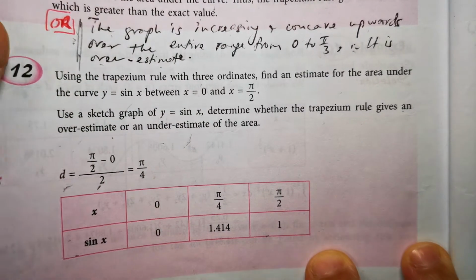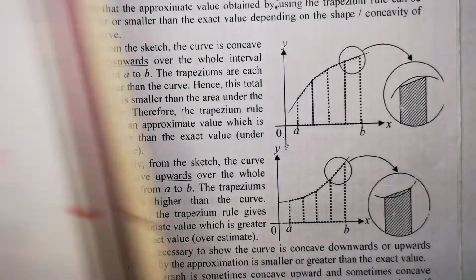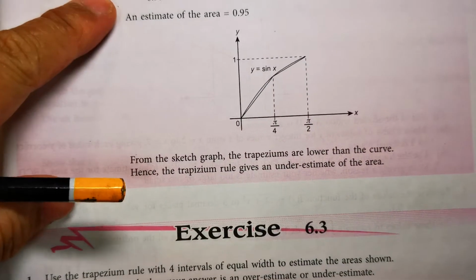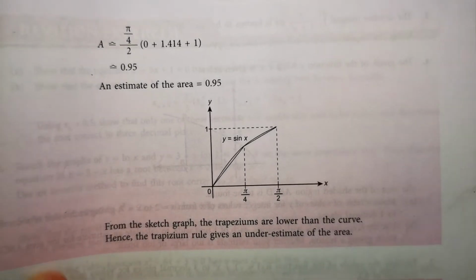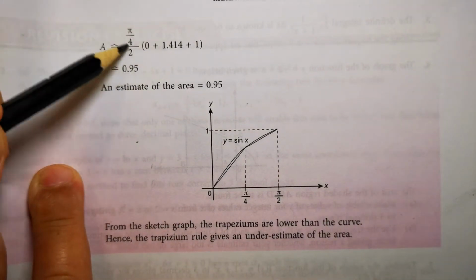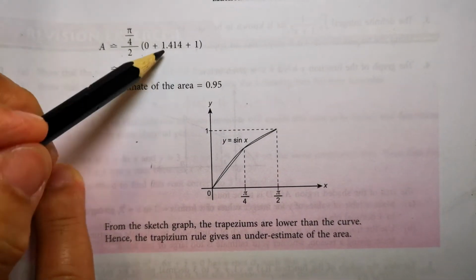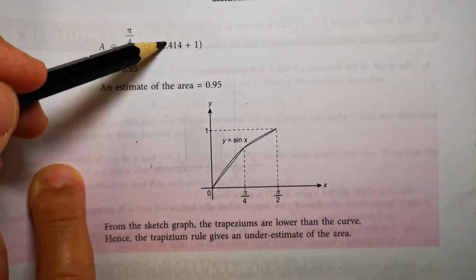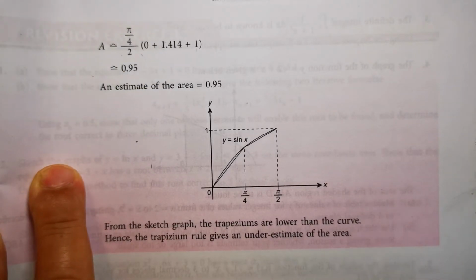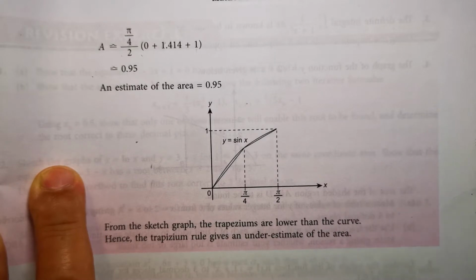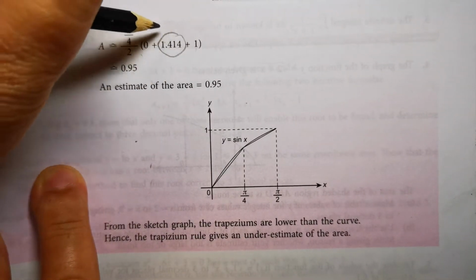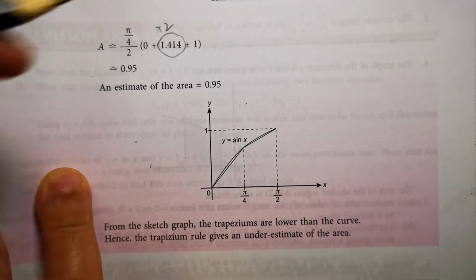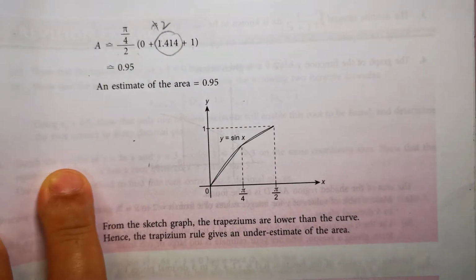Next, calculate the area by using the trapezium rule. So half d, then 0, 1, and the center one. The center one only has 1. This one has to be times 2. Some mistake here: this 1.414 has to be multiplied by 2.